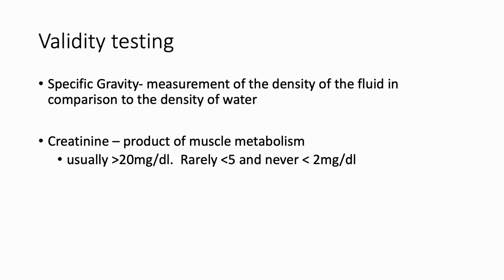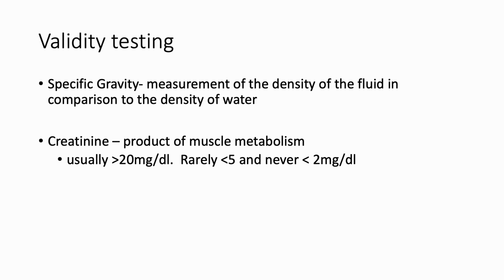Although there are different types of validity tests, the two that are used to evaluate for dilution are creatinine and specific gravity. Creatinine is a product of muscle metabolism and is produced at a fairly consistent rate. Ingestion of creatinine supplements or protein shakes has not significantly affected the levels. Urinary creatinine levels serve as an indicator for urine dilution. Normal levels are usually above 20 milligrams per deciliter. Physiologically, it's rare to get below 5 milligrams per deciliter, but it's never normal to be less than 2.